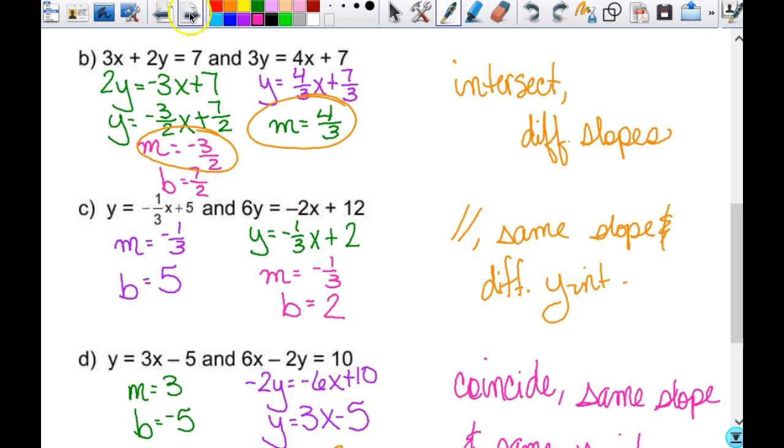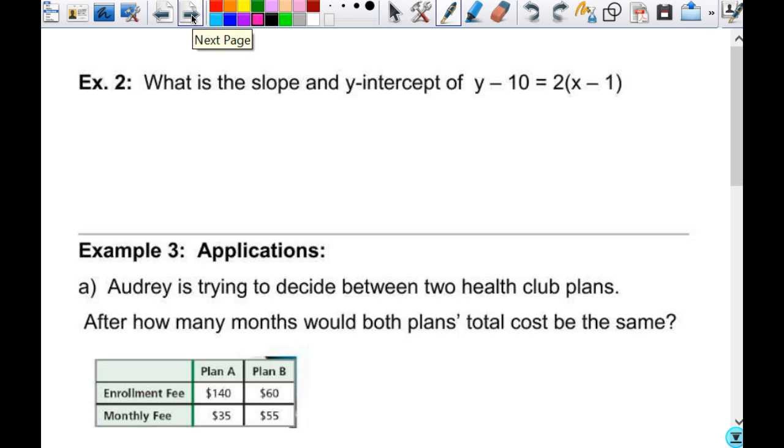Next page. Now, do I always have to put it into y equals mx plus b to get my information? The answer to that is no. Using this right here, what form of the line is this? Point slope form. All right, so looking at that, what is the slope? 2. Okay, so that's easy. Is my y-intercept negative 1? Is my y-intercept 10? No, it's not a number I can just pull off that equation. It might happen to be by coincidence, but it's not the same value.